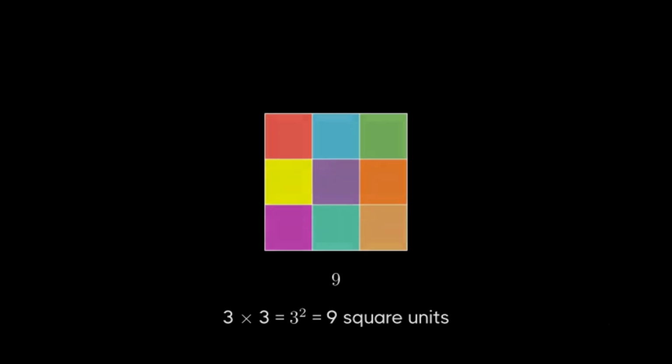Now let's see if we can find a pattern that works for any square, not just this 3 by 3 example. Let's consider a square with any side length. We'll call this side length A to represent any number. If we think about filling this square with unit squares, we would have A rows with A unit squares in each row. That gives us a total of A times A unit squares. Just like we saw with our 3 by 3 square, the multiplication A times A can be written more simply as A squared. This formula works for any square.